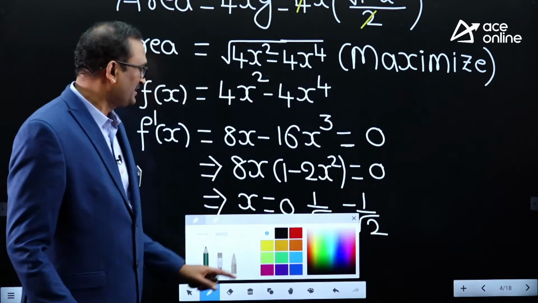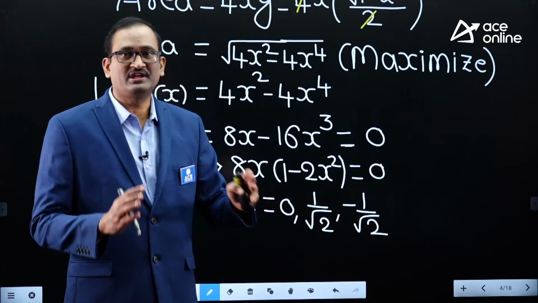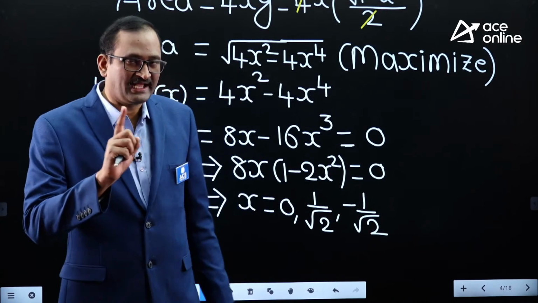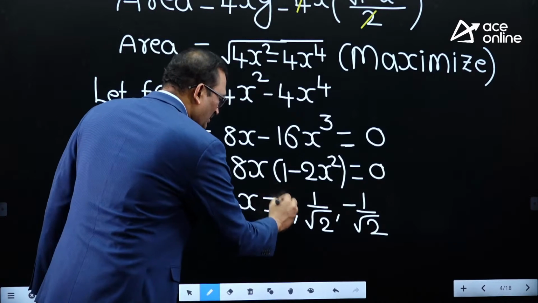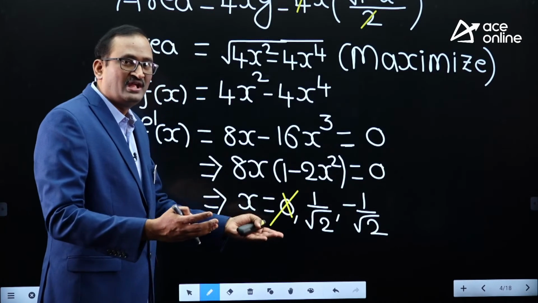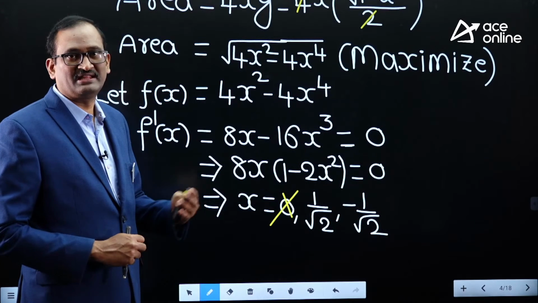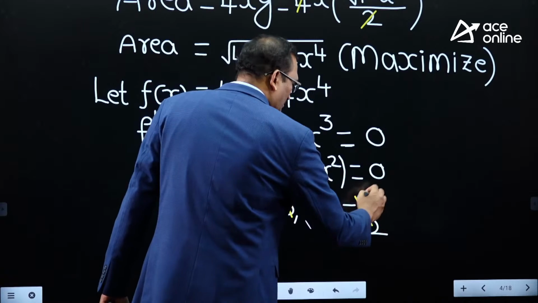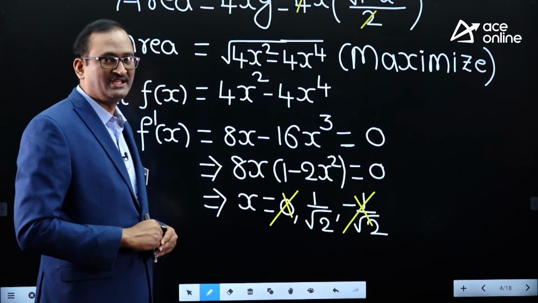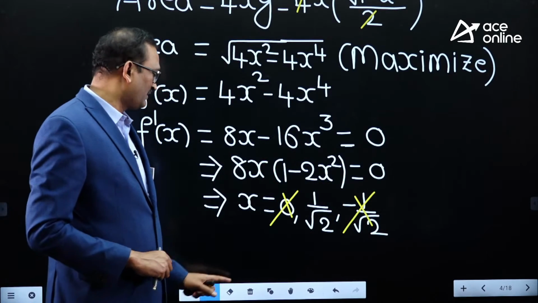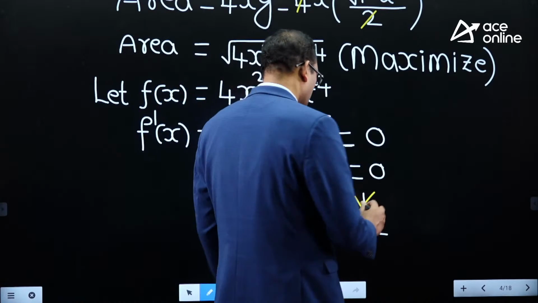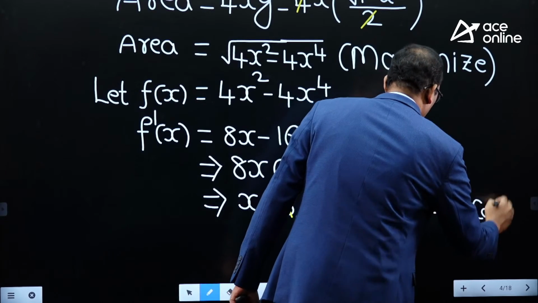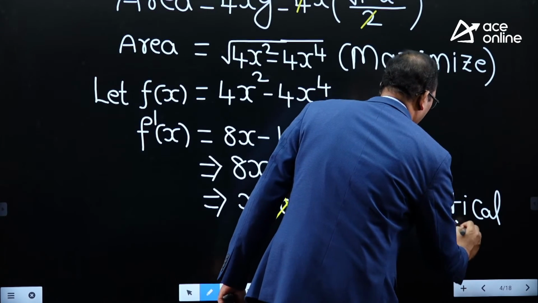But remember, in the statement of the problem, we have clearly assumed x is the length and y is the breadth. So the length of the rectangle cannot be 0. If the length of the rectangle is 0, then the area would be 0, and then nothing can be solved. Moreover, the length of the rectangle cannot be negative. That's why minus 1 by root 2 has been eliminated. So the one and only point is this, a critical point.